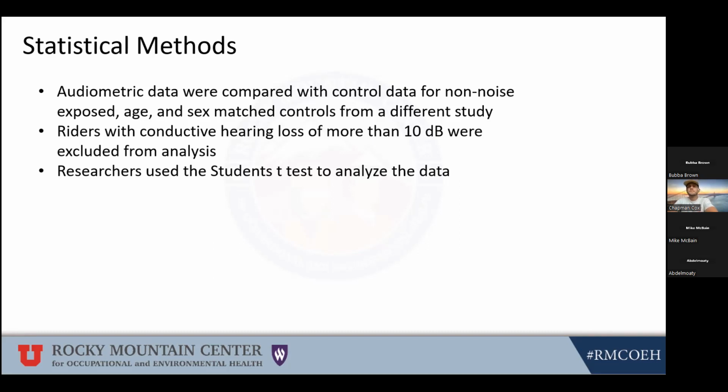And riders, like I said earlier, if they had conductive hearing loss, which is what we were talking about earlier, caused by blockages typically, and these audiograms will actually measure whether the hearing loss is coming from conductive hearing loss or sensory neural hearing loss. If the individuals had more than 10 decibels of conductive hearing loss, they were excluded from the study. And then they used the student's t-test to pull out whether or not there was a statistical significance in the difference between your control population of the 30-year-old non-noise exposed males and your riders in this population.